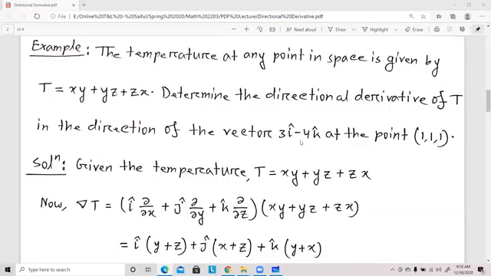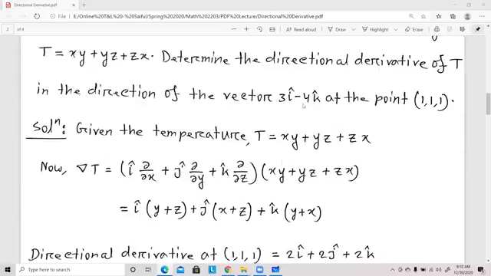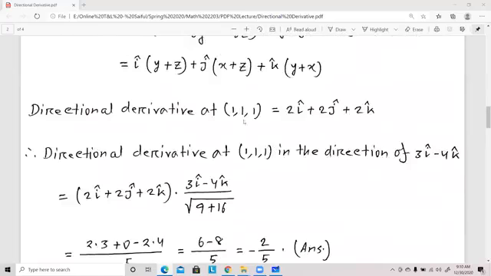Now we have to find the unit vector of the given direction 3i minus 4k, to find the contribution of del T in the direction 3i minus 4k. The given direction's unit vector has to be found. So what will the unit vector of 3i minus 4k be? It will be 3i minus 4k divided by root over 3 square plus minus 4 whole square. That means 9 plus 16.